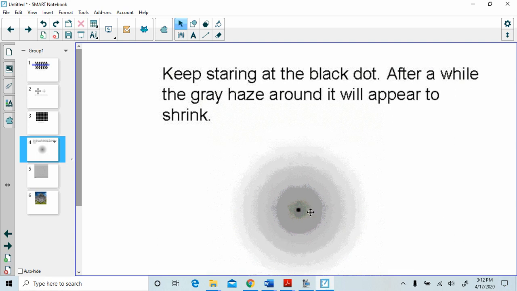My conjecture was that the gray haze disappeared. But looking back at it, I can clearly see it's still there. So I've disproven that conjecture because the gray haze is actually still there.